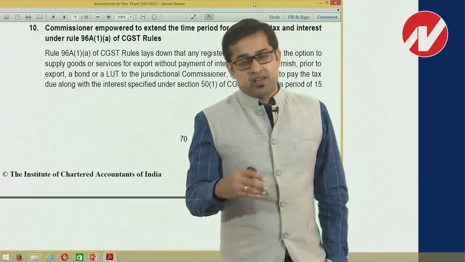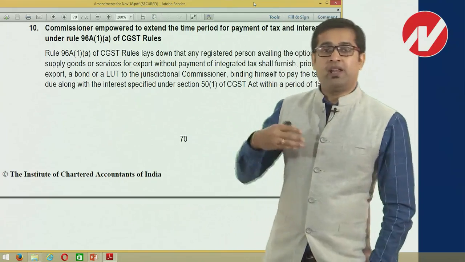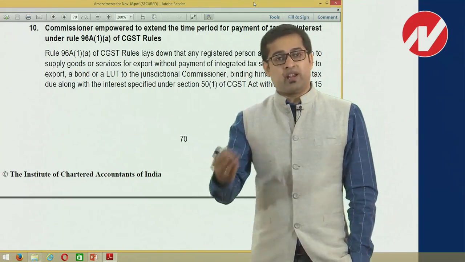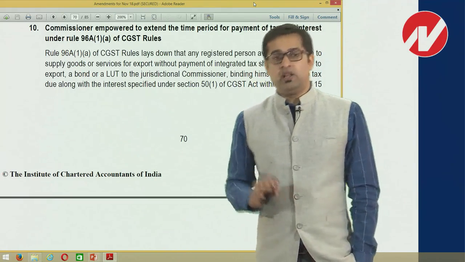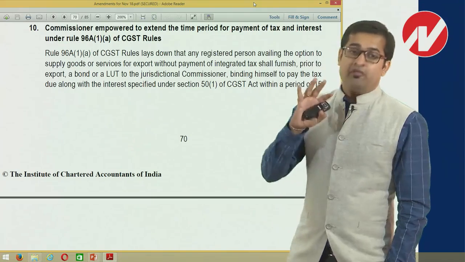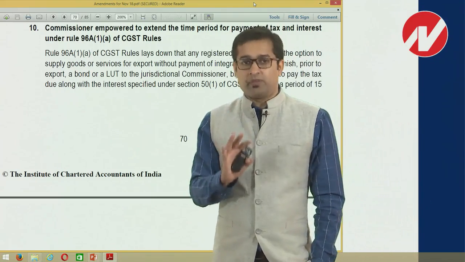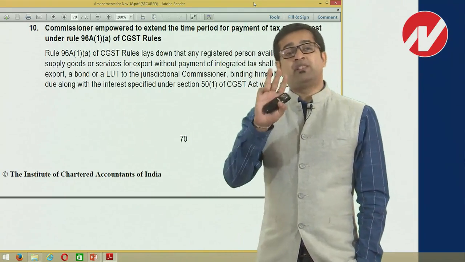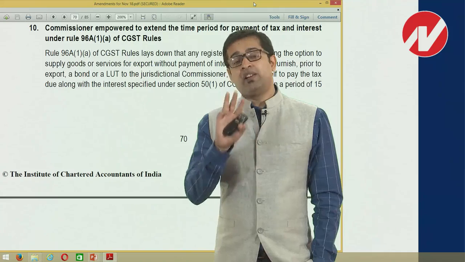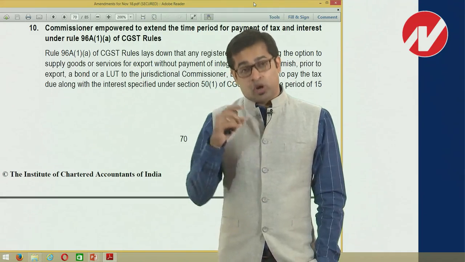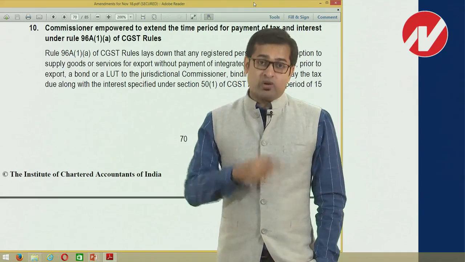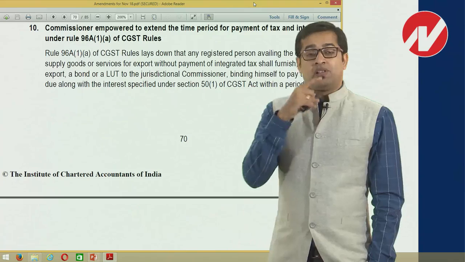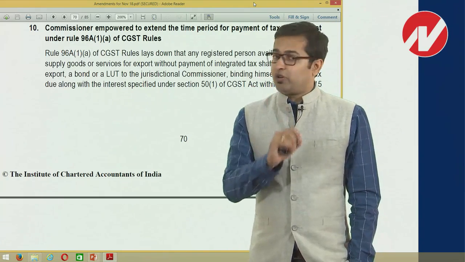I think everybody understands that under an LUT or bond, we can take goods outside the factory premises without payment of GST. So let's say today we have taken it from our premises without payment of GST. Now technically when goods have been removed without payment of GST from the factory premises, they shall be exported within a limited time period. That timeline is basically 3 months. What is important is that from today, within 3 months it shall get exported. And that's the only reason they have allowed us to remove goods without payment of tax.